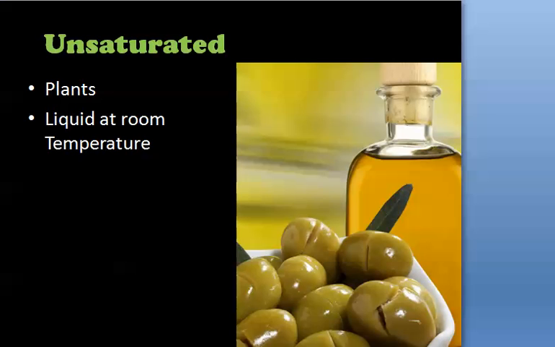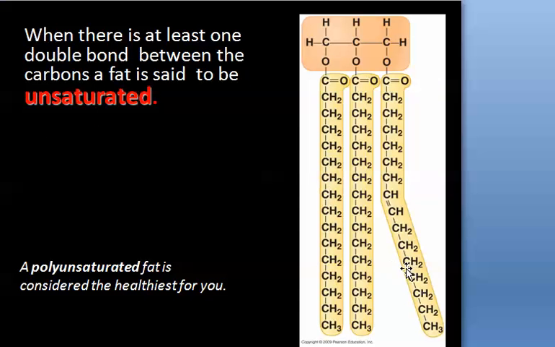Plants tend to make lots of unsaturated fats, lots of oils. They're liquid at room temperature. They're more fluid, and that's because you can't stack them together because they have these little kinks.